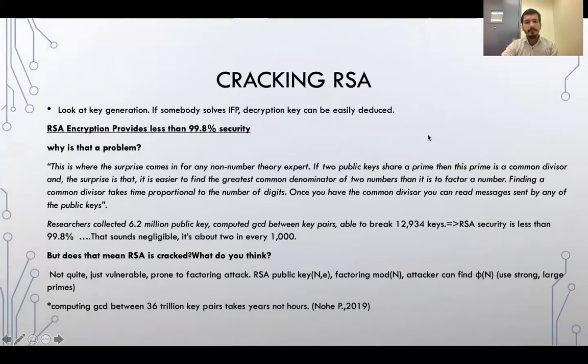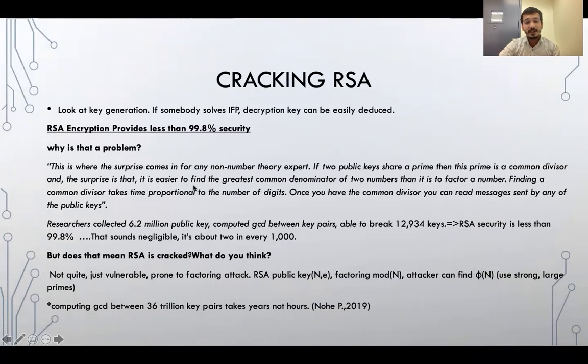Moving further, RSA cracking. It's an arguable topic. Look at the key. If somebody solves the IFP, the decryption key can easily be found. Does RSA provide less than 99.8% security? Well, it's the mathematics involved in this.